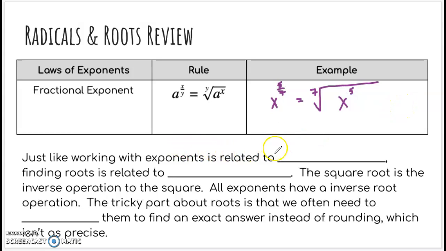So just like working with exponents is related to multiplication, finding roots is related to division.